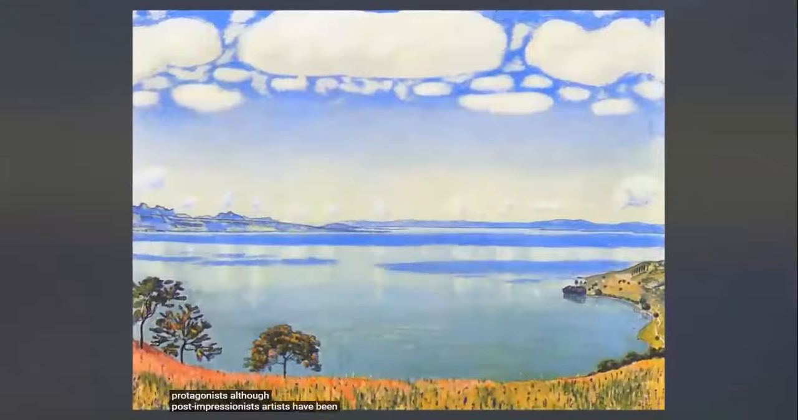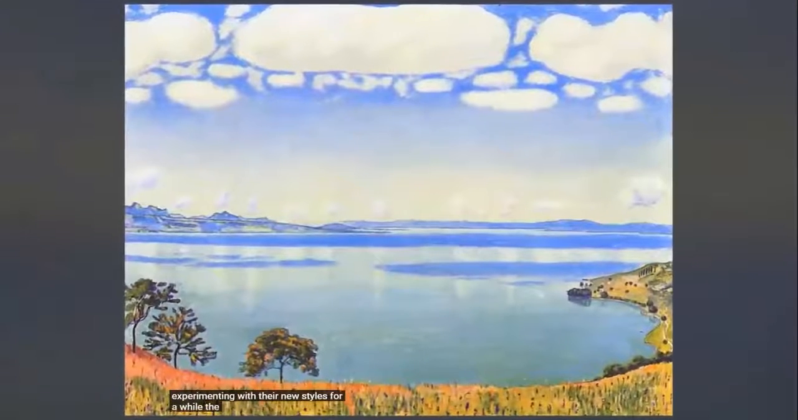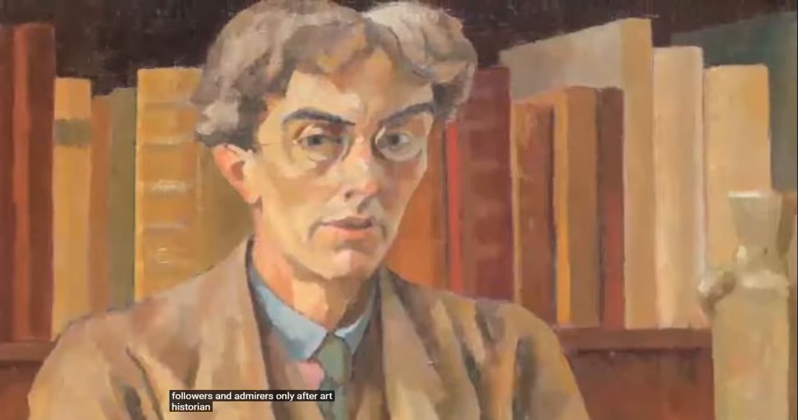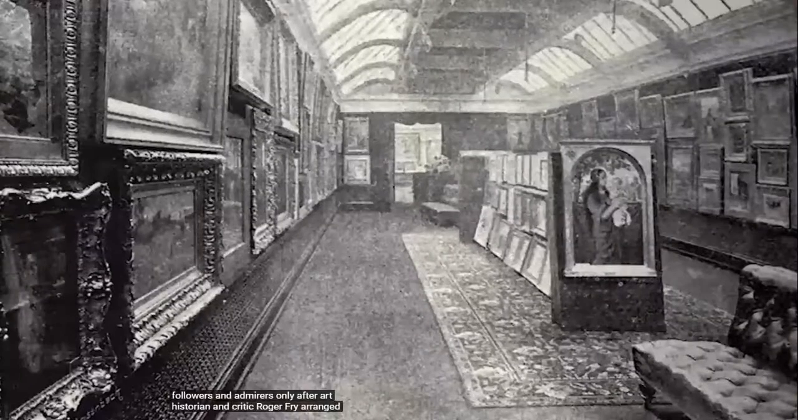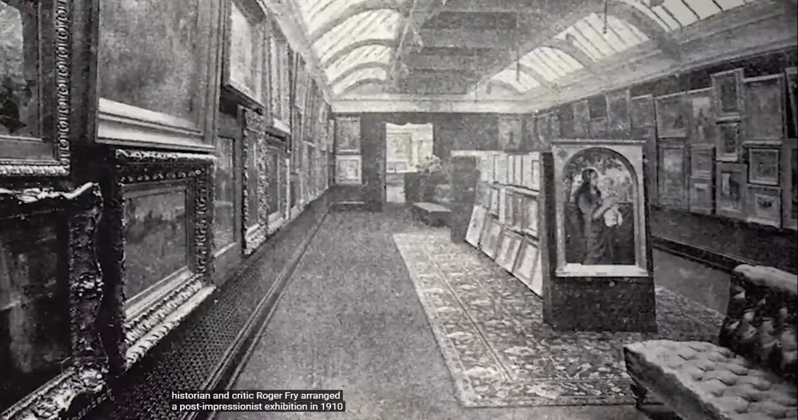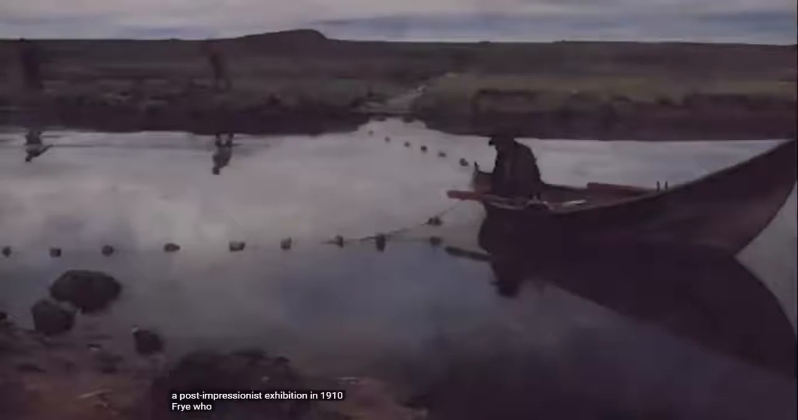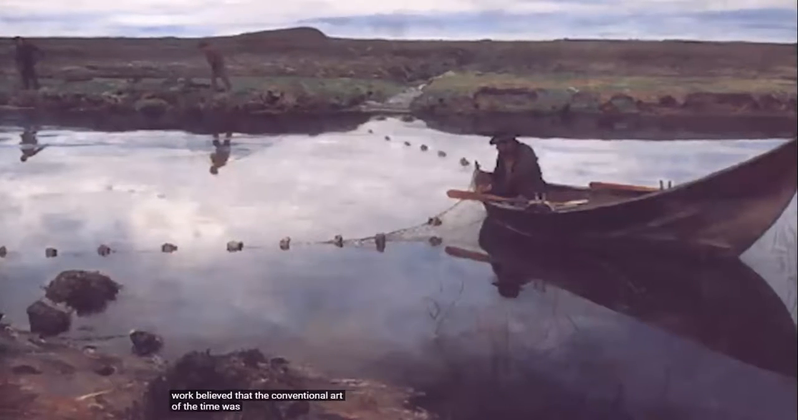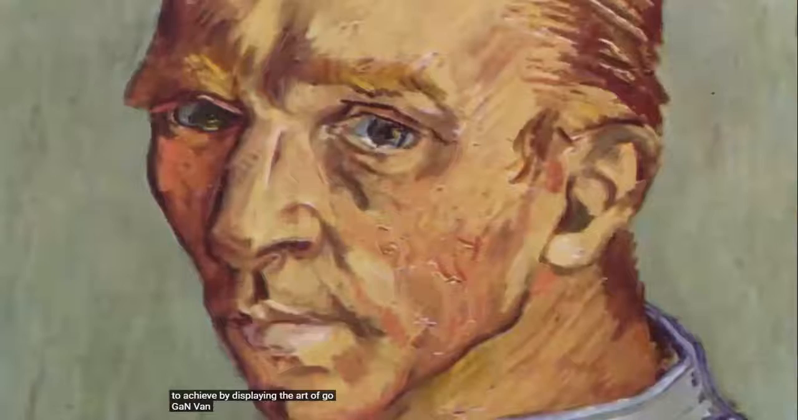protagonists. Although post-impressionist artists had been experimenting with their new styles for a while, the style began attracting followers and admirers only after art historian and critic Roger Fry arranged a post-impressionist exhibition in 1910. Fry, who incidentally discovered Cézanne's work, believed that the conventional art of the time was growing stale. He felt that the art world needed a shakeup of sorts, and that's exactly what he tried to achieve by displaying the art of Gauguin, Van Gogh, and Cézanne prominently.